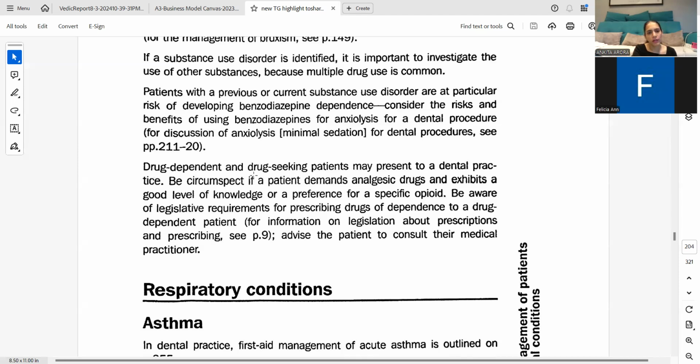Then we have drug-dependent and drug-seeking patients, who may present to a dental practice. Be circumspect if a patient demands analgesic drugs and exhibits a good level of knowledge or a preference for a specific opioid. Be aware of legislative requirements for prescribing drugs of dependence to a drug-dependent patient. Advise the patient to consult their medical practitioner.